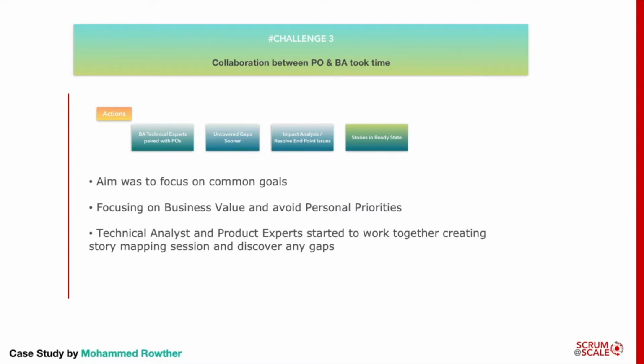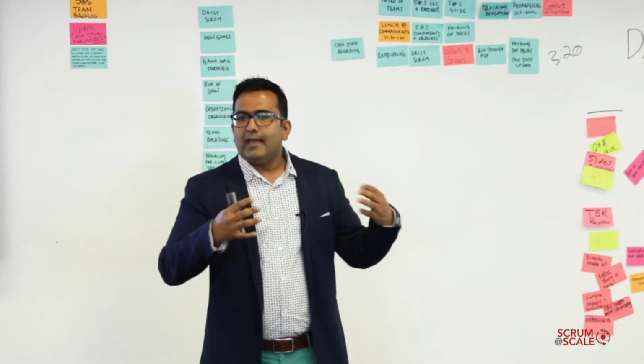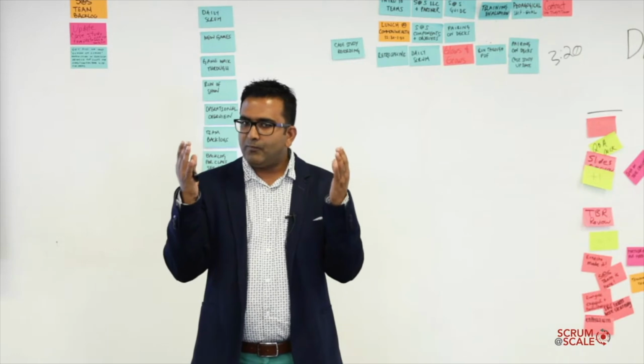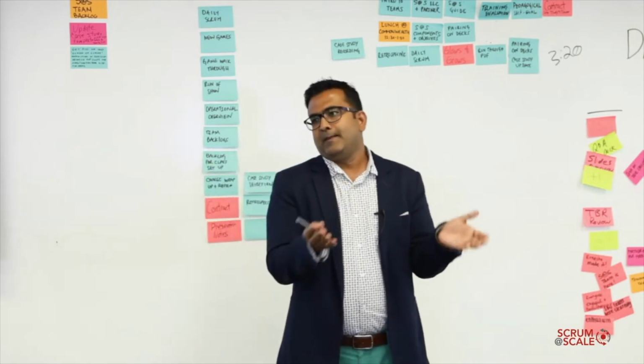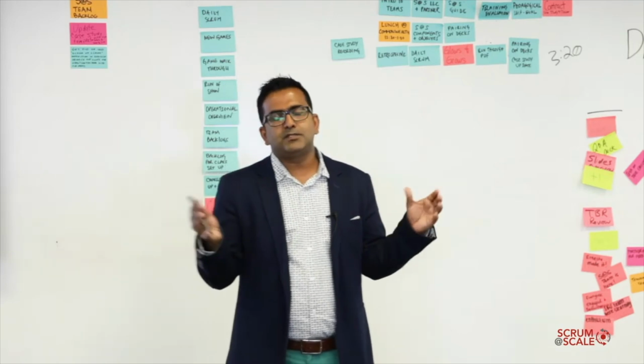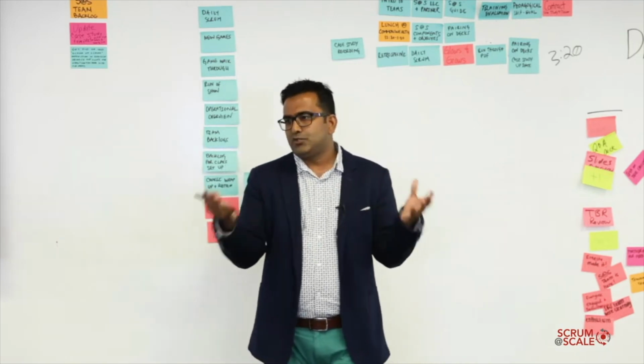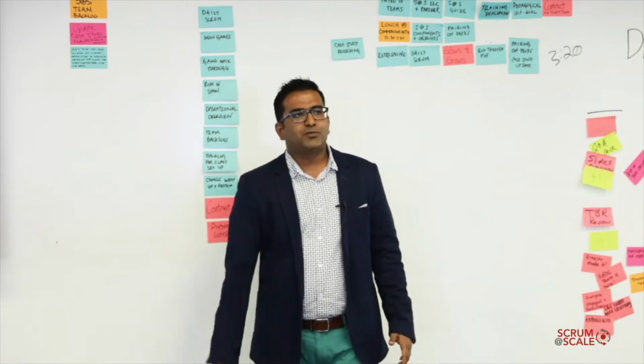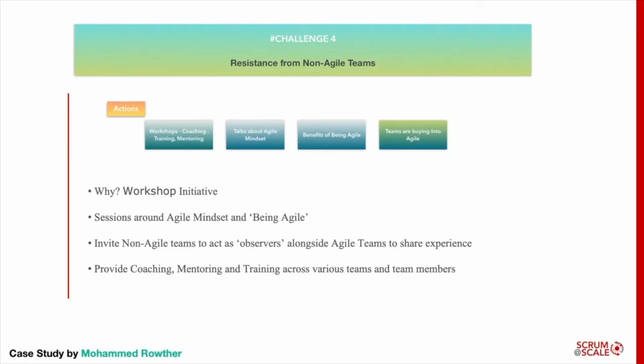They had different priorities. So we tried to build a story mapping session, to work on areas that actually add value to the customers. So instead of having personal priorities, the technical and the business teams worked together really well after the story mapping session. The last challenge that we faced was resistance from non-agile teams.